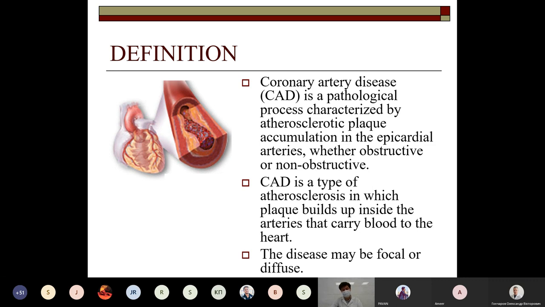Coronary artery disease is a type of atherosclerosis in which plaque builds up inside the arteries that carry blood to the heart, and some components of the atherosclerotic lesion, including the obstructive component, vasospasm, thromboembolism, and thrombus formation, are critically important. This is a process, and the disease can be focally diffuse. All these features lead to the appearance of specific phenotypes, which we will have a great opportunity to discuss further.